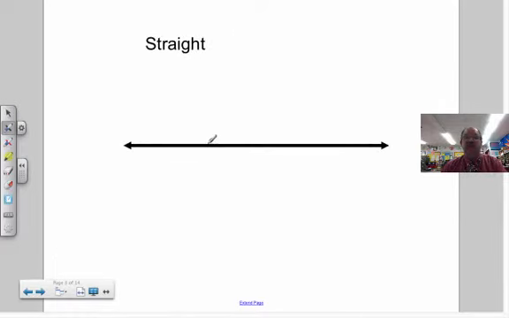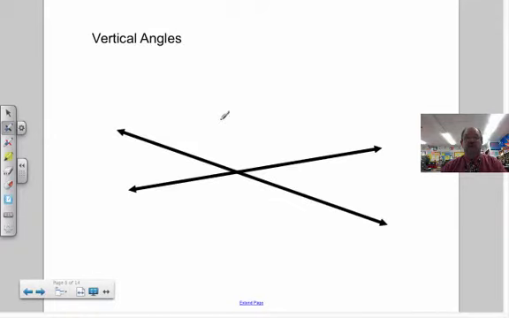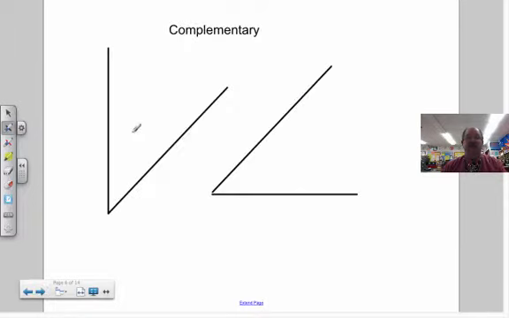A straight angle looks like a straight line, but really it's an angle, 180 degrees. That's what a straight angle is. Straight line, 180 degrees. Vertical angles: when we have two lines that intersect each other, this angle right there and that one right there are called vertical angles. They're directly across. Sometimes they're called opposite angles. So those are vertical angles. These guys right here are also vertical angles. They're directly across from each other when two lines intersect.